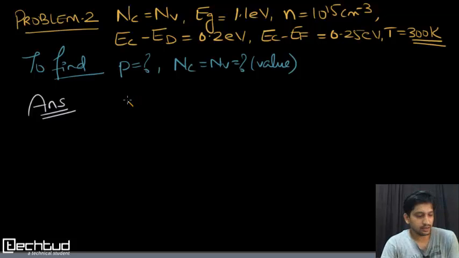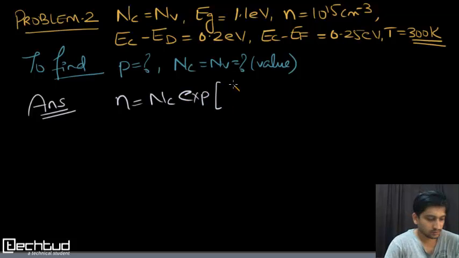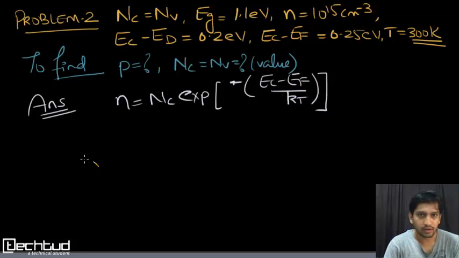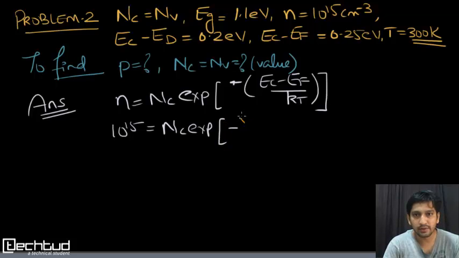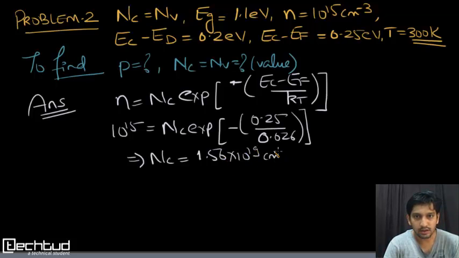Let us use the formula that we know that n is given by NC exponential of minus (EC minus EF) whole divided by kT. Let us substitute this value. So n, 10 to the power of 15, is equal to NC exponential minus 0.25, which is given to you, and since the temperature is 300 Kelvin, kT is 0.026 electron volt. In this way you can get the NC value as 1.56 into 10 to the power of 19 per centimeter cube.